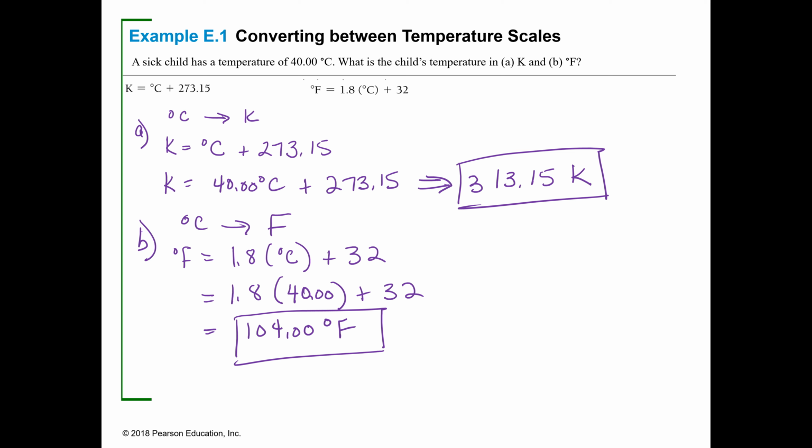So 40 degrees C is 313.15 Kelvin, or 104.00 degrees Fahrenheit. So all we do is plug those in. I call it plug and play. And so once you know a formula, you just have to plug the number in and solve.